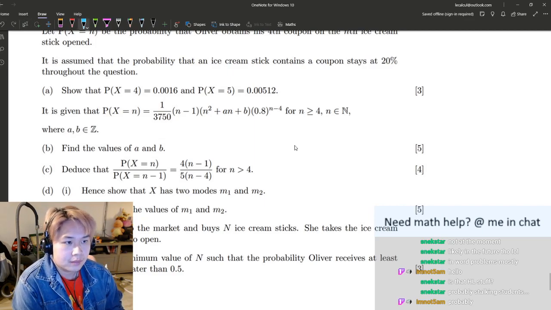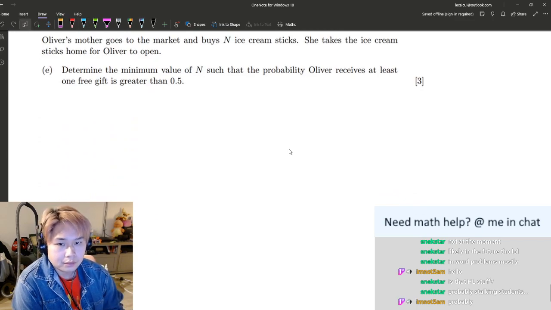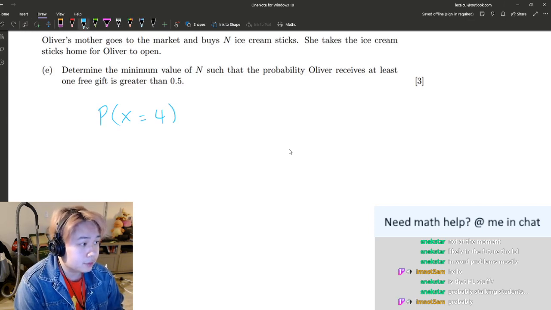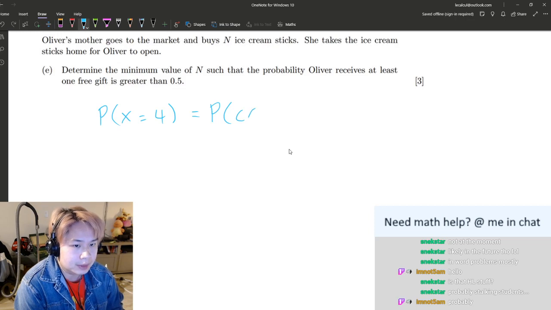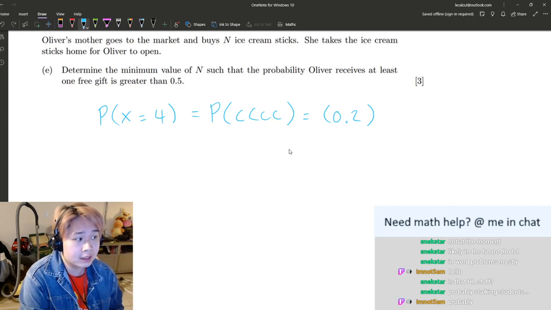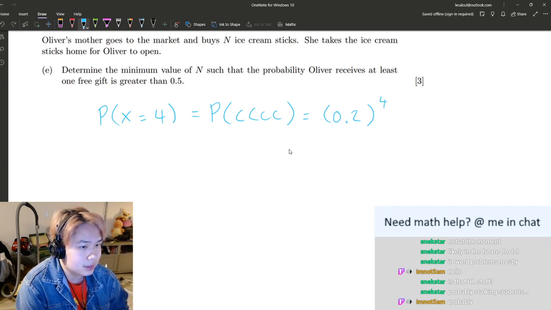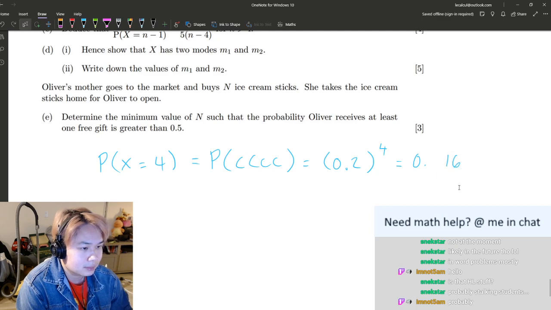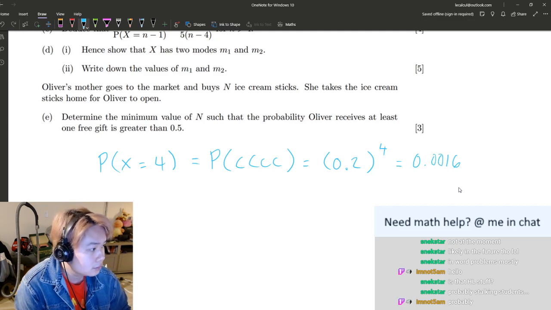Okay, so the probability that he gets 4 coupons on the 4th popsicle stick means that he needs to get 4 coupons in a row, right? So this is the probability of getting 4 coupons in a row. And the probability of 1 coupon is 0.2. And they're independent events. So the next coupon, the probability of getting that one doesn't depend on an earlier event. So then this is just 0.2 to the power of 4, which is 0.16, right? Just like what they said. Oh, 0.016. So easy enough to do.